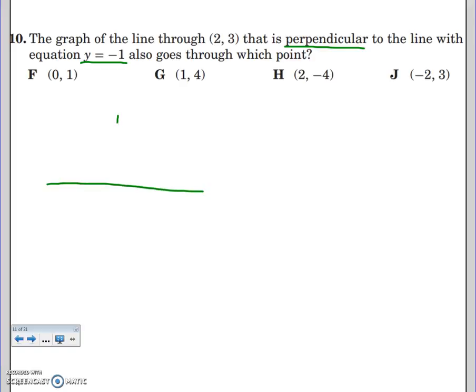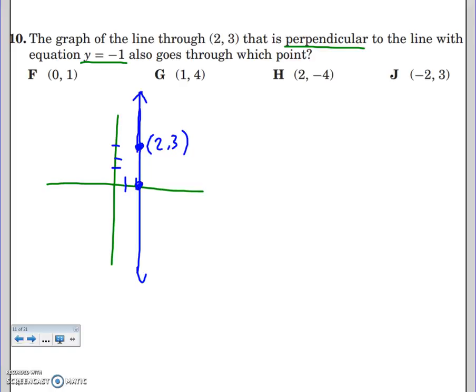So they're telling me what line has an undefined slope, so up and down, a vertical line, that also goes through 2, 3. So right 2, up 1, 2, 3. Right here, it has to be a vertical line up and down because it's undefined. So, well, that's 2, 3.